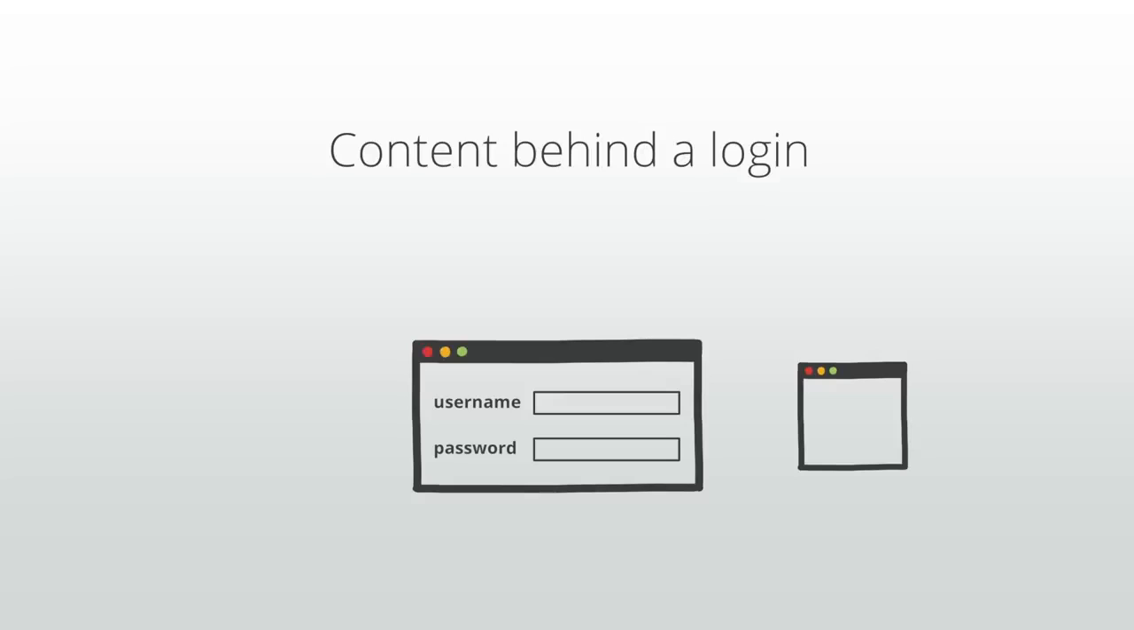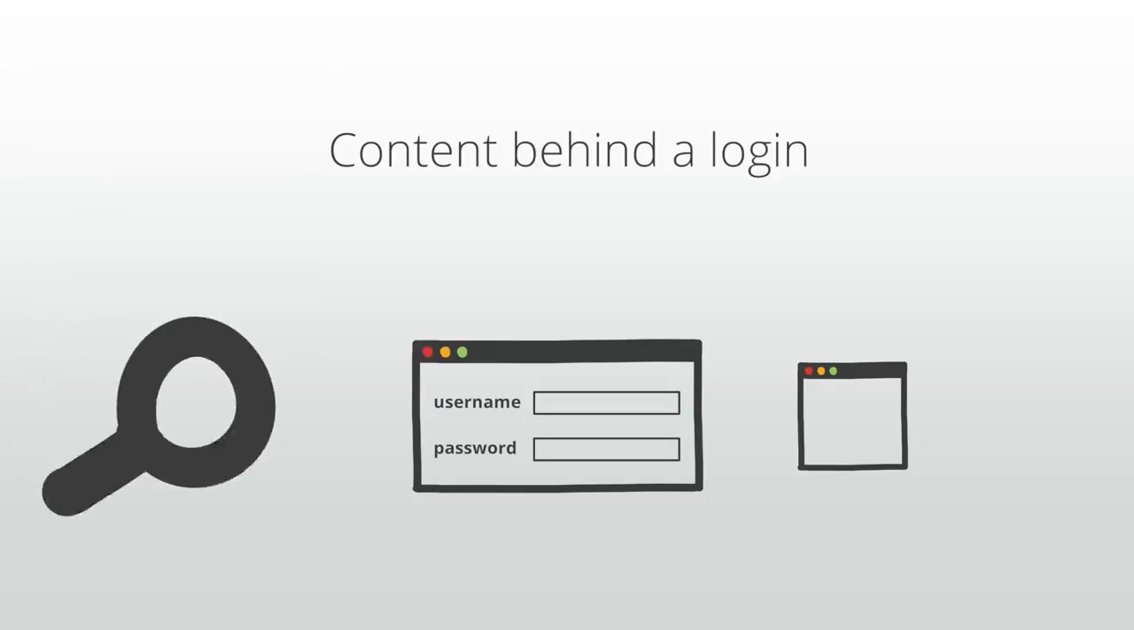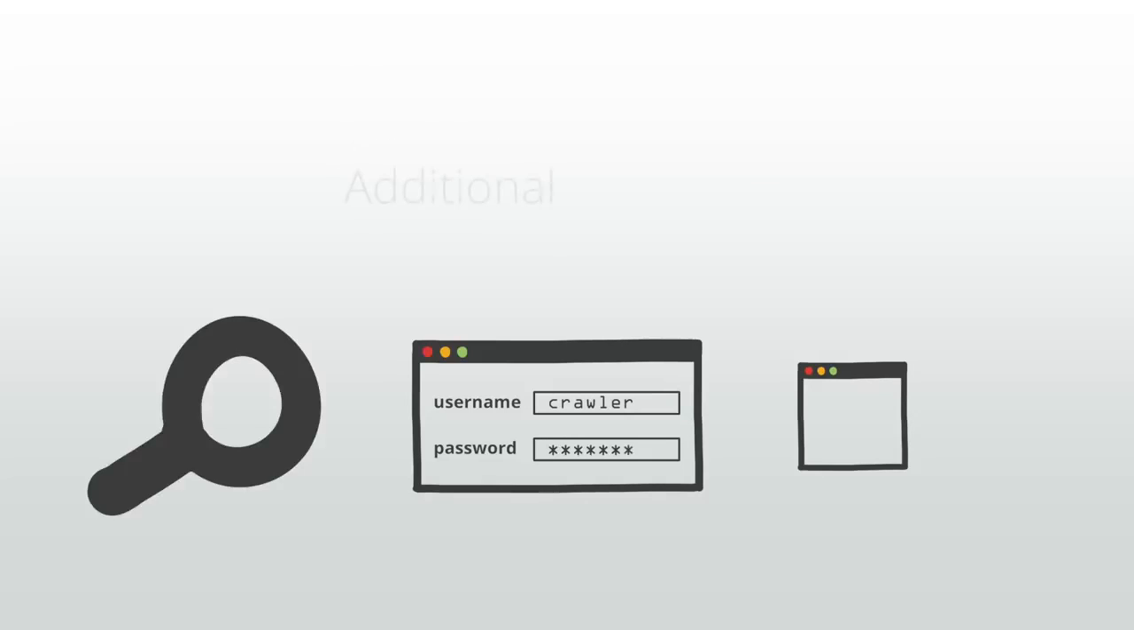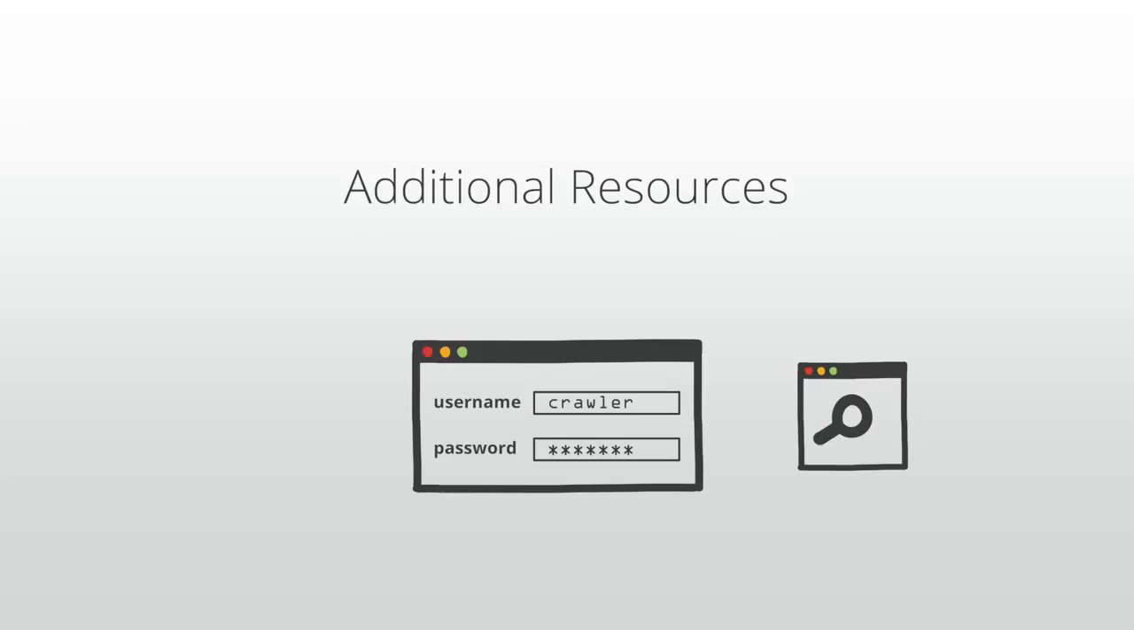The next common cause of crawler errors is content behind a login. This error signals that our crawler cannot access your content because it's behind a login, much like a robot denied error. For instructions on how to set up a login specific to our crawler, see the additional resources section.